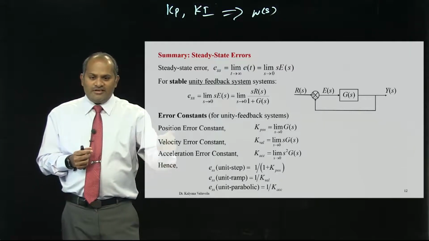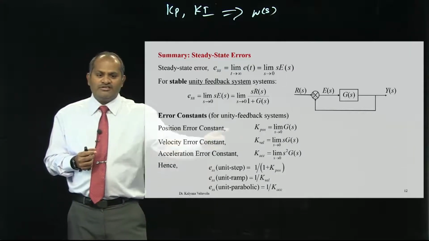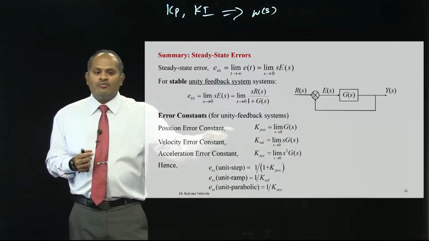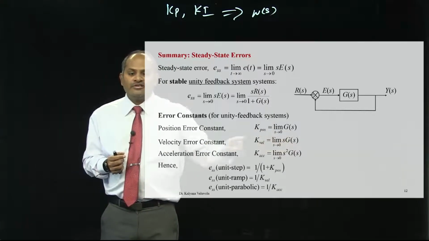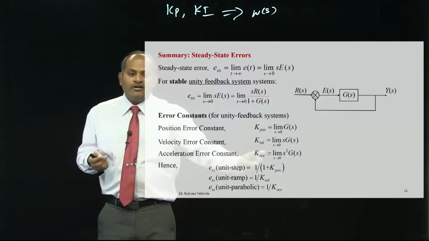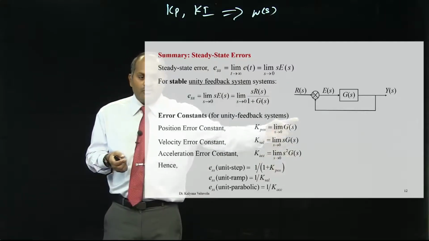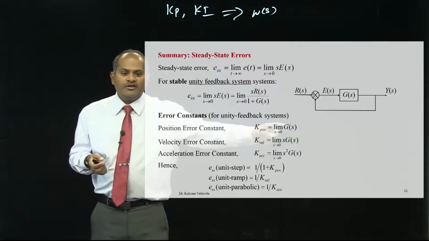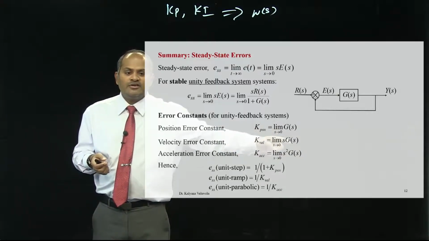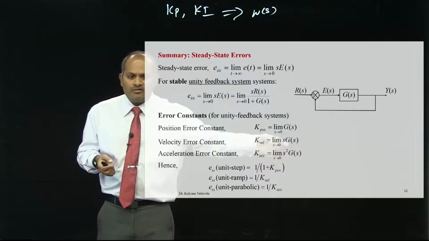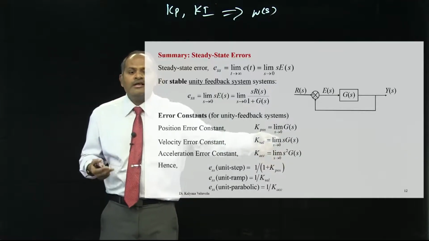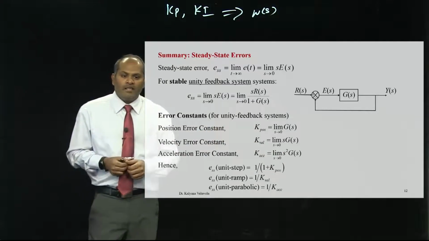There are 3 error constants. K position is simple: limit s tends to 0, G of s. Velocity is the derivative of position, so you get s into G of s. Acceleration is the double derivative, so you get s square G of s. So, these 3 are very easy to remember. K position, no s; K velocity, derivative of G of s; K acceleration, double derivative. Position, you differentiate, you get velocity; you differentiate once again, you get acceleration. Directly simple.